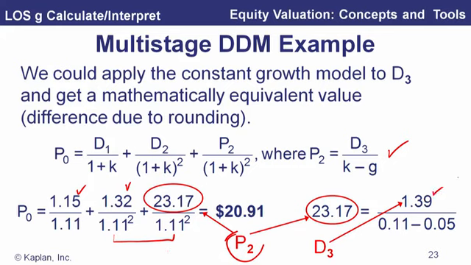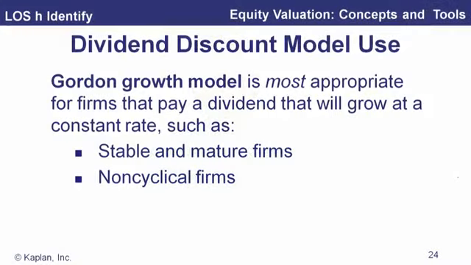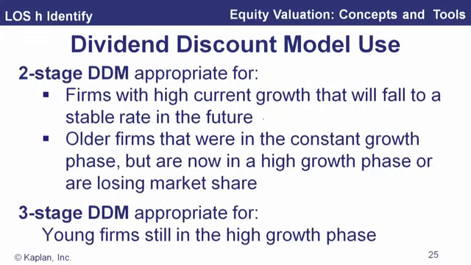This is the second dividend at the constant growth rate, our D3. So what about using this dividend discount model? Well, it's most appropriate for firms that pay a dividend, so that shouldn't come as a shocking result. So the first thing we need is a dividend that will grow at a constant rate. So a stable, mature firm, non-cyclical firms might be most appropriate for those.